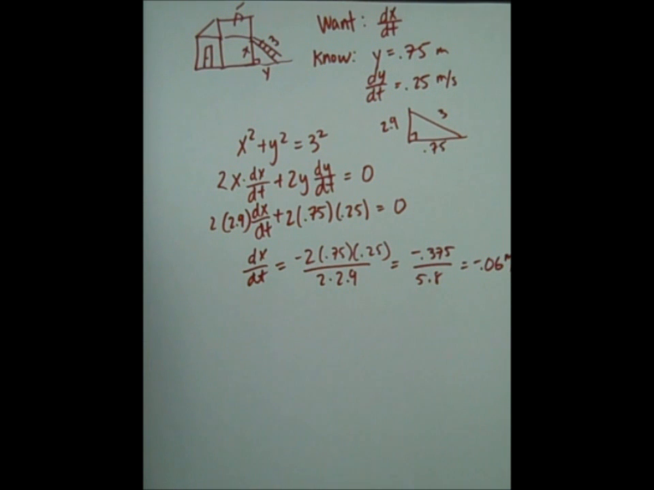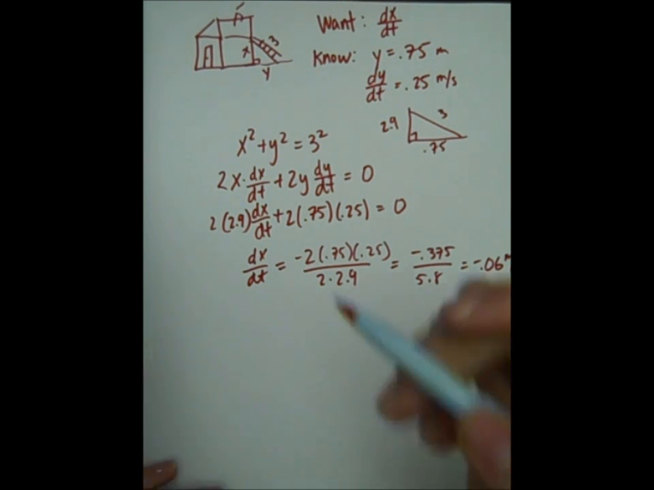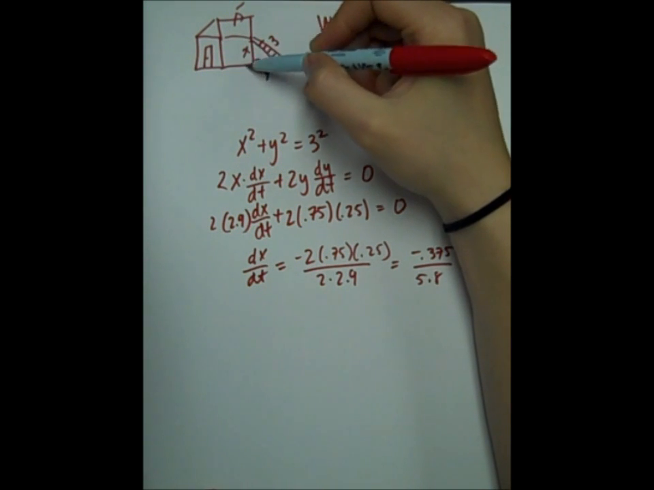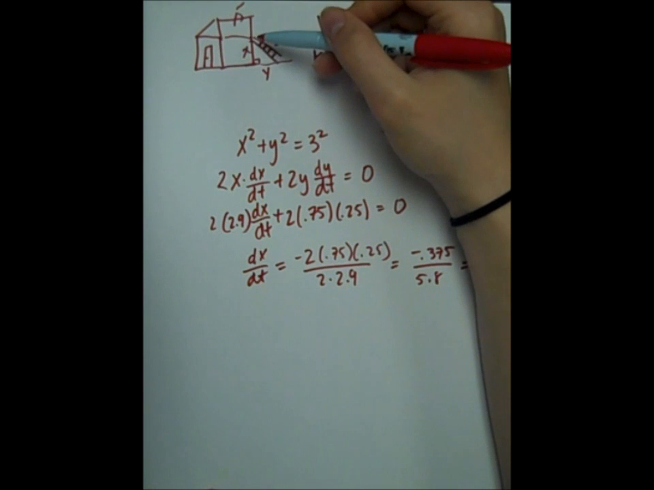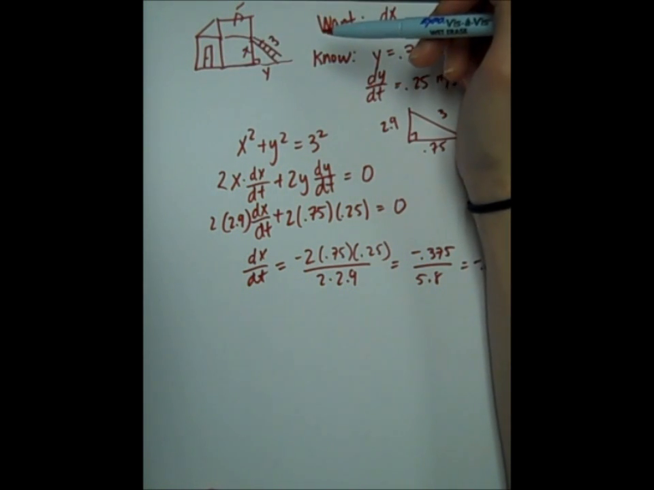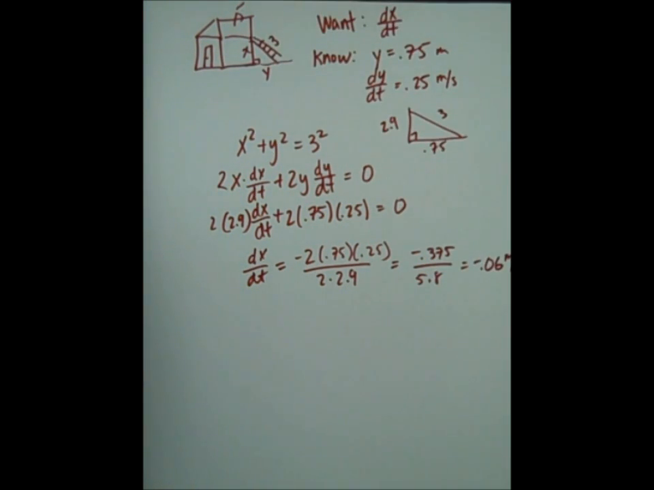Now, does it make sense that the rate of change of x is negative? Well, it does, because the height here is decreasing. As the ladder's falling, this height is decreasing, so it makes sense that it should be negative. So the rate at which the top of the ladder is falling is going to be negative 0.06 meters per second.